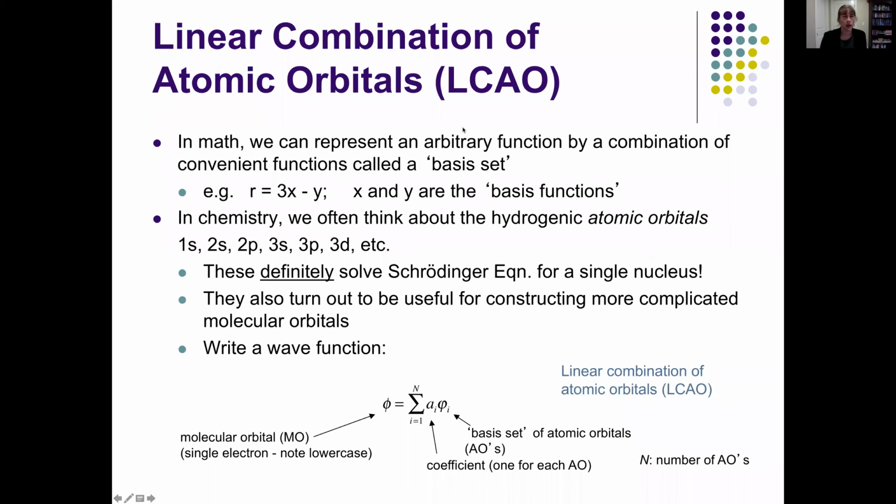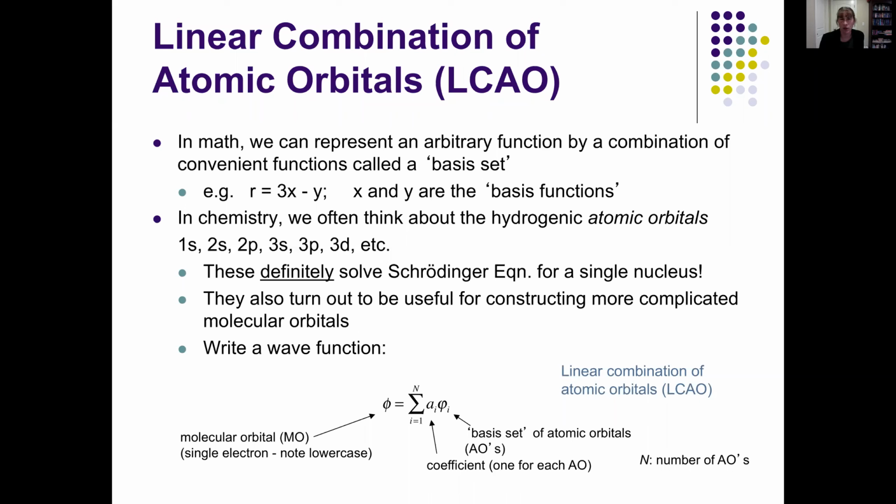Right, so now we'll talk about something called the linear combination of atomic orbitals. We've seen already that we can write molecular orbitals, such as for hydrogen, as a sum or a difference of atomic orbitals. So we're going to use throughout the class this idea of writing molecular orbitals as a linear combination of atomic orbitals. Our atomic orbitals are going to be something we often call a basis set.